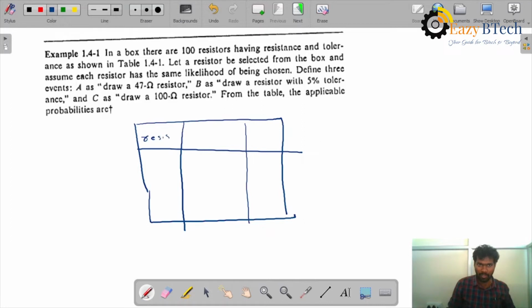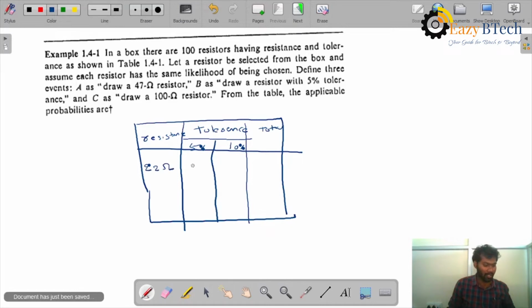The first column is resistance. The second column is tolerance. The third column is the total number. Under tolerance you have two types: one is 5% tolerance, another is 10% tolerance. The resistance values: the first one is 22 ohm. 22 ohm resistors having 5% tolerance are 10, and with 10% tolerance are 14, and 10 plus 14, total 24 22 ohm resistors.